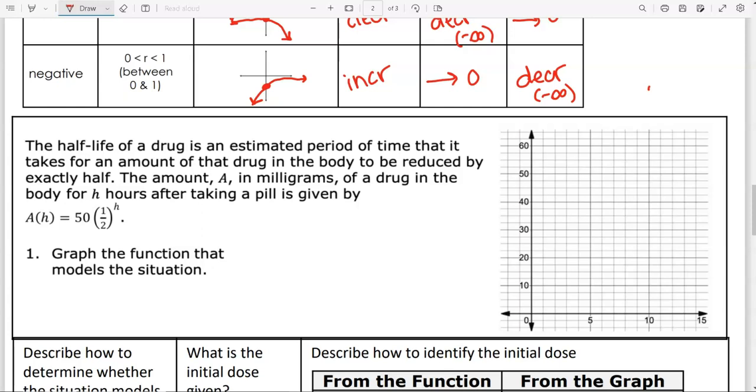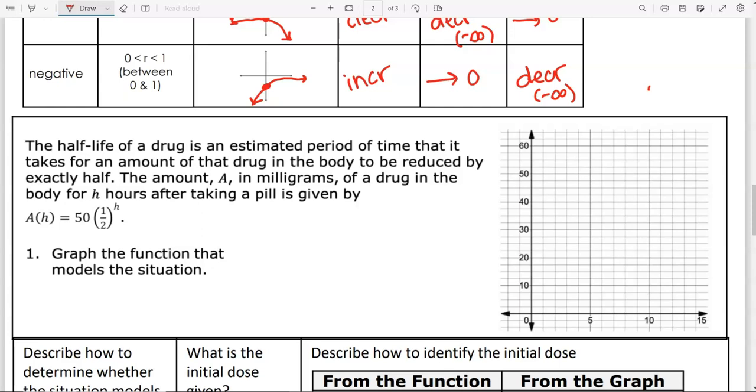Okay, the half-life of a drug. We talked about half-life yesterday. The half-life of a drug is an estimated period of time that it takes for an amount of that drug in the body to be reduced by exactly half. The amount A in milligrams of a drug in the body for H hours after taking a pill is given by 50 times 1/2 to the power of H.